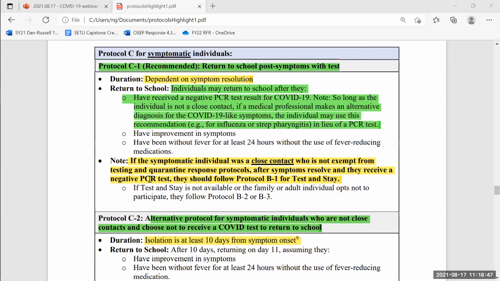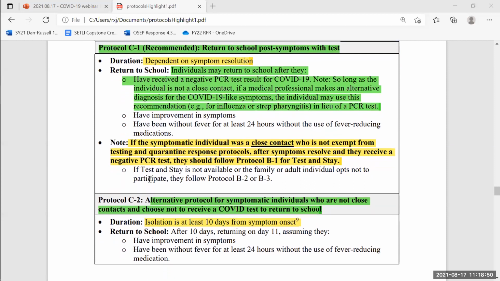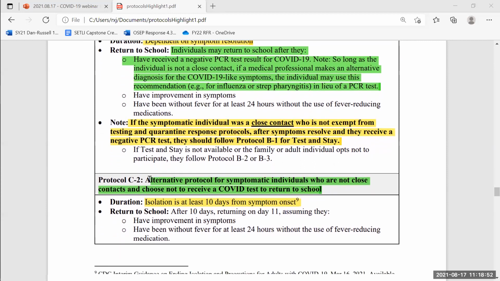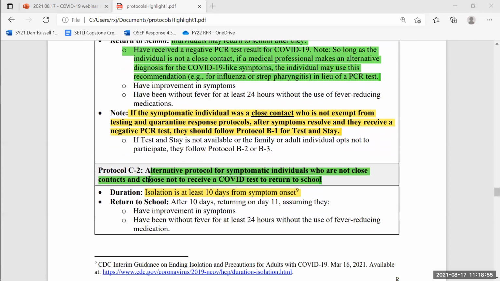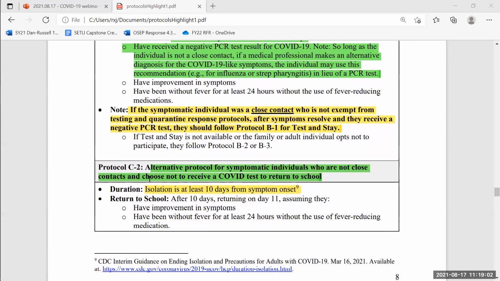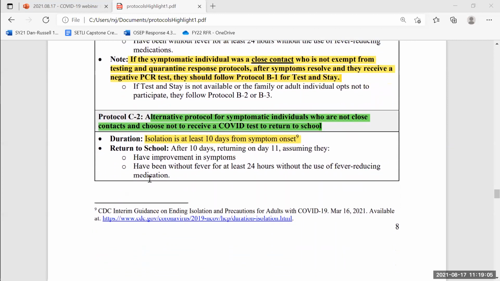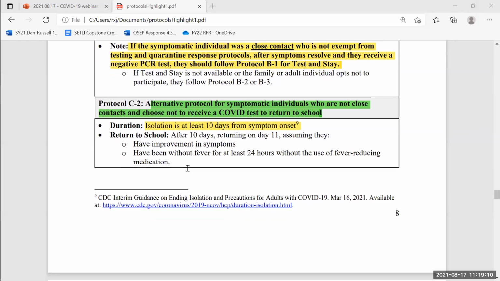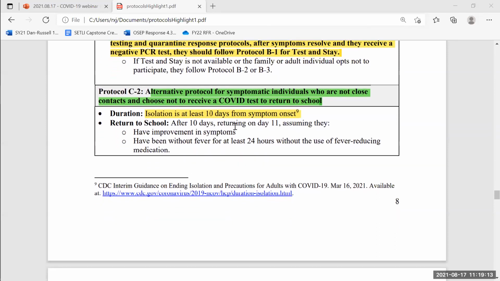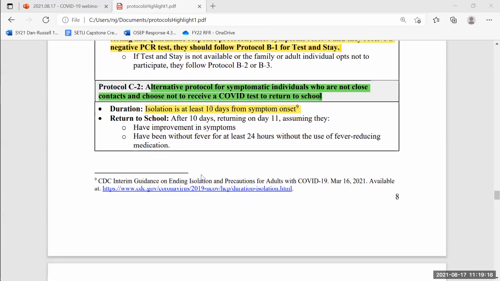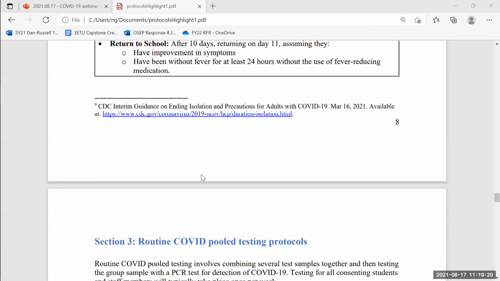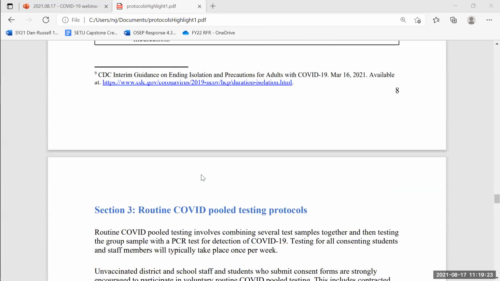And I realize that might need some additional time to reflect on and think about, to make sure you have the systems ready to identify who those individuals might be and keep track of them. But we knew that question would come up, so we wanted to make sure that we really highlighted that important note. And then, the alternative protocol for individuals who do not receive a COVID test. Keep in mind that it's at least 10 days from symptom onset, and you can return to school on day 11 as long as, again, there's an improvement in symptoms and a fever has not persisted.